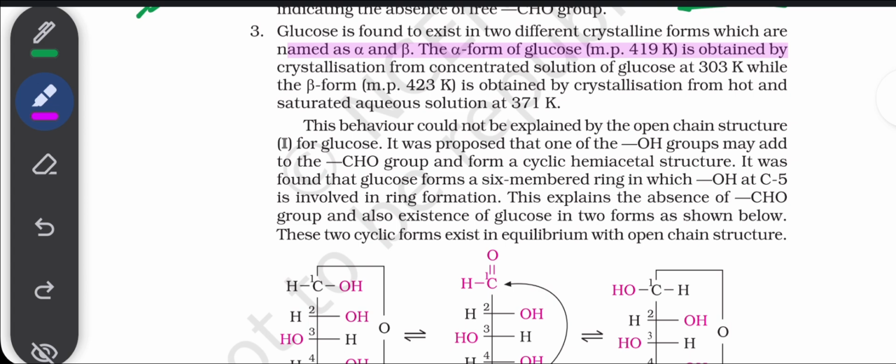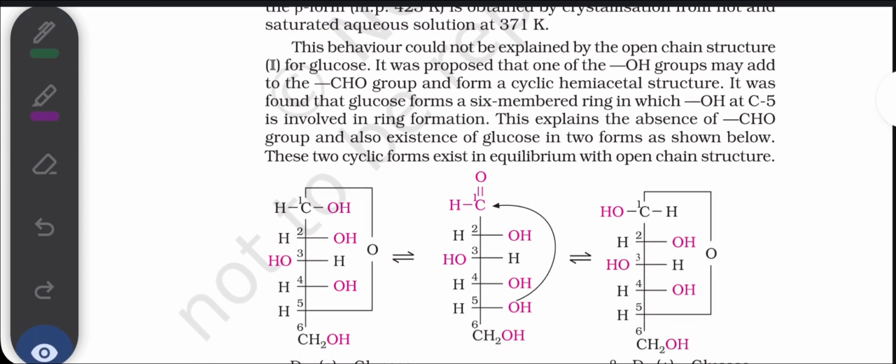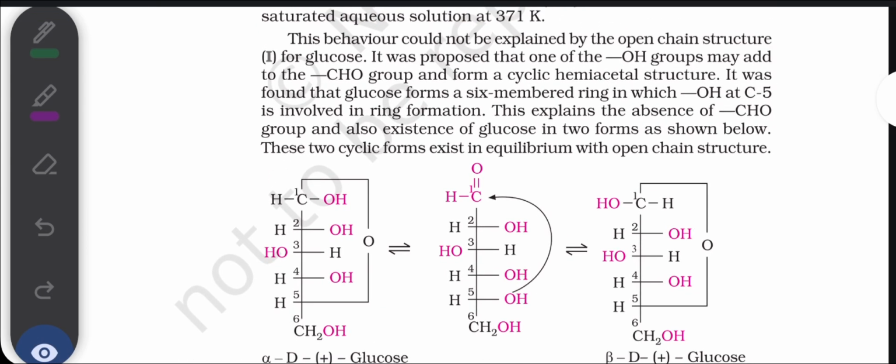The alpha form of glucose, with the lower melting point, is obtained by crystallization from a concentrated solution of glucose at 303 Kelvin, while the beta form, which has a much higher melting point of 423, is obtained by crystallization from a hot and saturated aqueous solution at 371 Kelvin. So alpha has the lower melting point and is obtained at lower temperature, and crystallization from hot and saturated aqueous solution is at a higher temperature. This behavior could not be explained by the open chain structure of glucose.